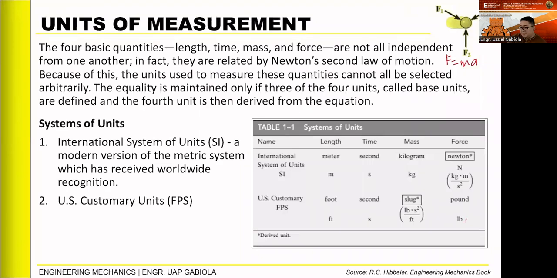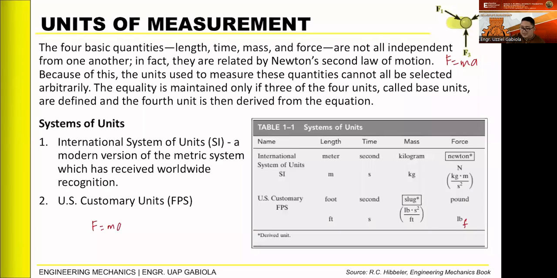Minsan nilalagyan ng F na maliit na subscript ang pound force to consider it as a force. Okay? So, pakita muna natin kung paano nakuha si Newton. Nakuha si Newton using yung formula na F is equals to mass times acceleration.